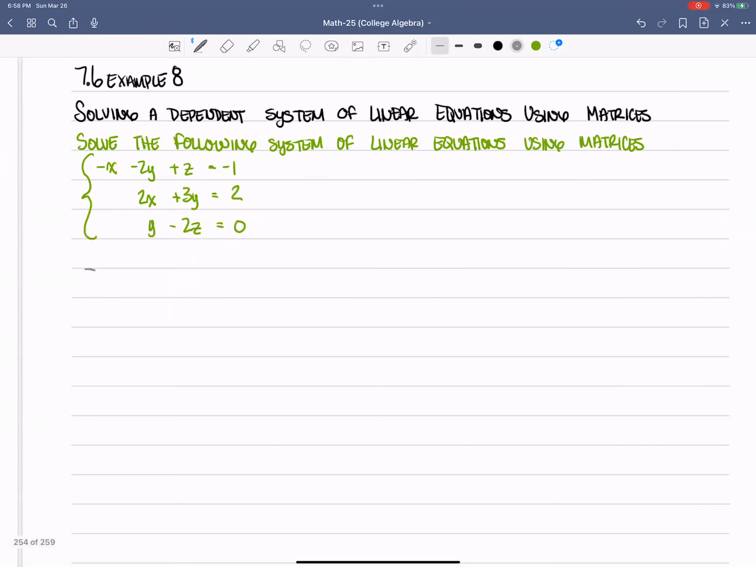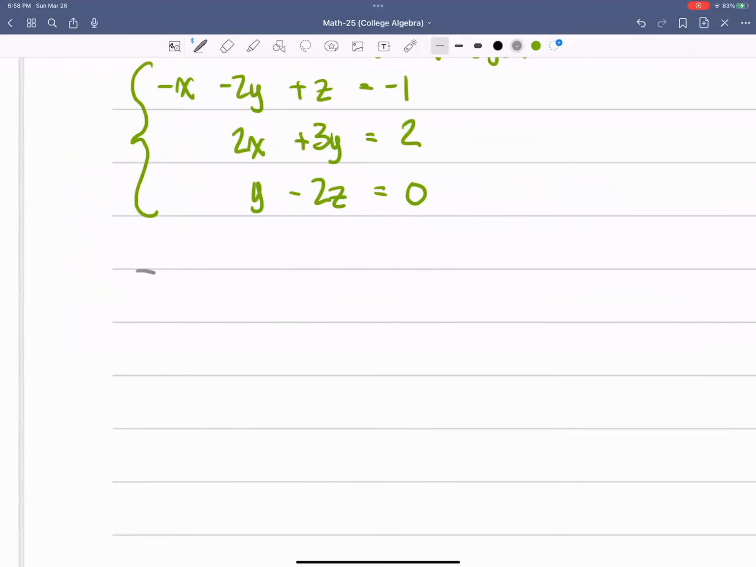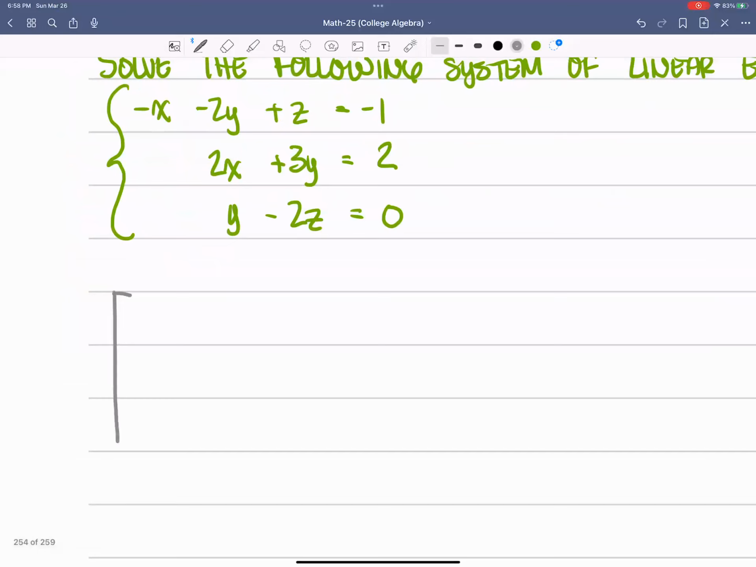So again, all we have to do is grab the coefficients. First column is our x column, second column is our y column, third column is our z column, and fourth column is our constants column. So -1, -2, 1, and -1.